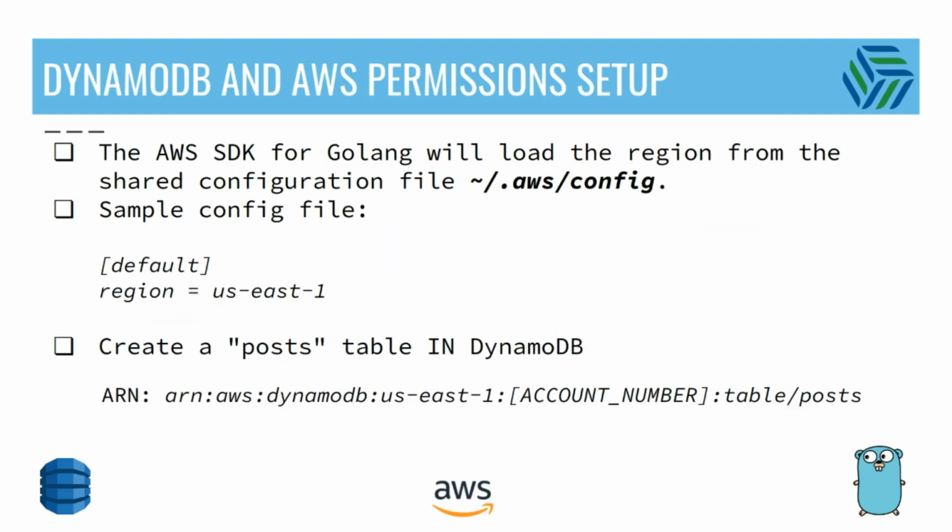The AWS SDK for Golang will load the region from the shared configuration file, that is the config file, and this is the sample, right? Here we have the default region. In this case it is US East 1 or North Virginia.